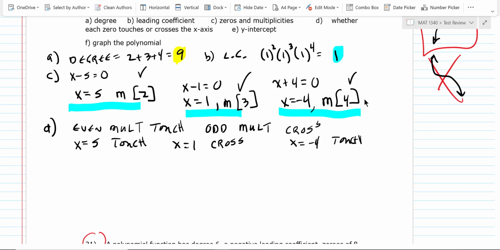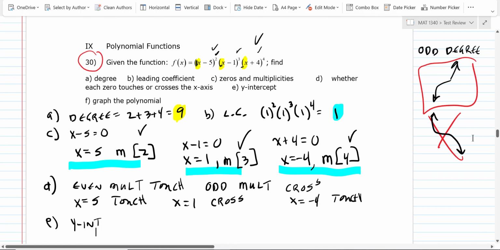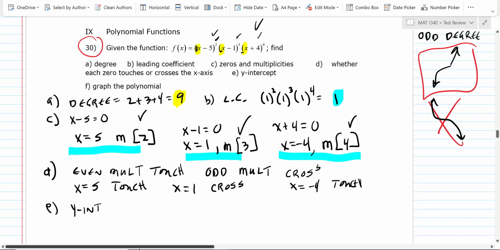Okay, the next thing we're going to do is the y-intercept. When you find a y-intercept, you always do the same thing. Anybody remember what you do to find a y-intercept of any function? Make x equal 0. Good. Everywhere you see an x, you plug in a 0. You'll use your calculator on this: 0 minus 5 squared, 0 minus 1 to the third, 0 plus 4 to the fourth.